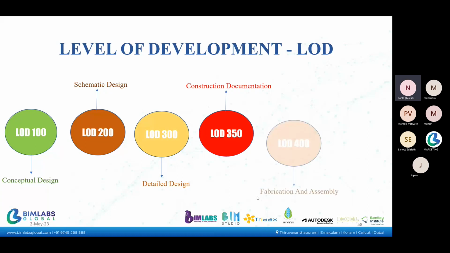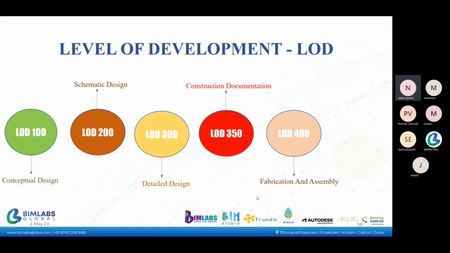Then comes LOD 400, which gives the details about fabrication and assembly. As I told you, we can use prefabricated models inside our building. The assembly and all, we can plan prior to delivering it to the site. We can do effective planning of the prefabricated elements, and the details about that are in LOD 400. So LOD 400 is there till the construction of the project.